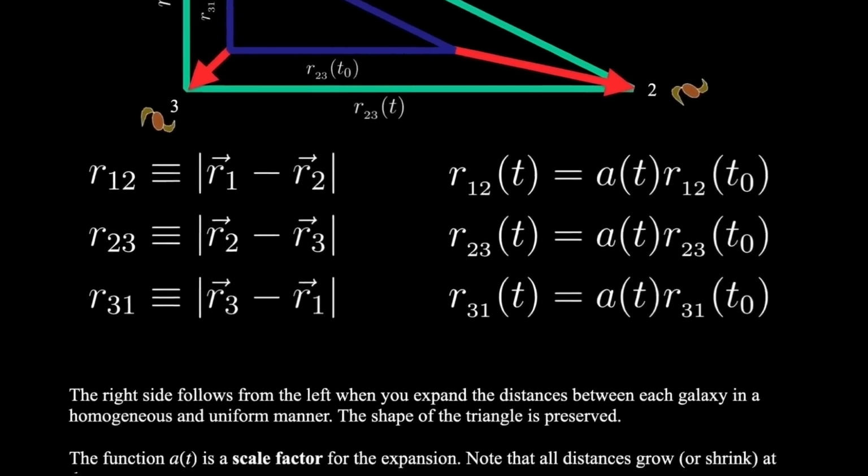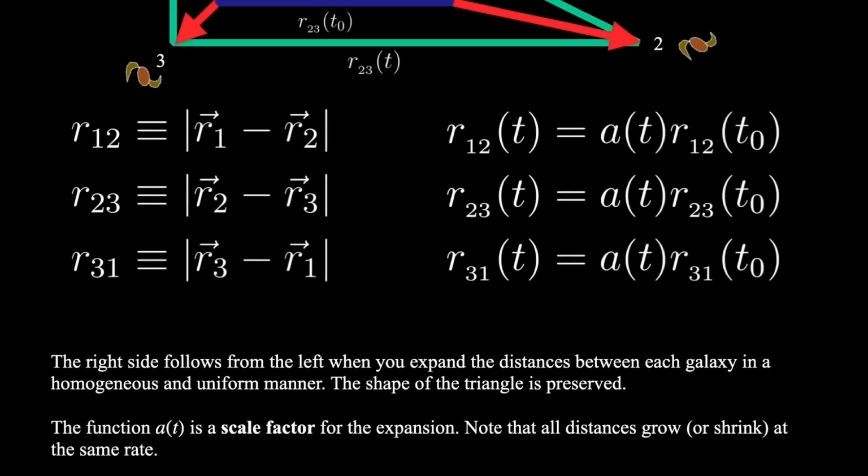As we let them vary with time, on the right-hand side of those three equations, we show how they vary with time in a uniform and homogeneous manner. So R sub 1,2 as a function of time is equal to a of t, times the distance that it was at some initial time, t sub 0. That a of t is just a scale factor for the expansion, and all distances grow or shrink at exactly the same rate and with the exact same history.